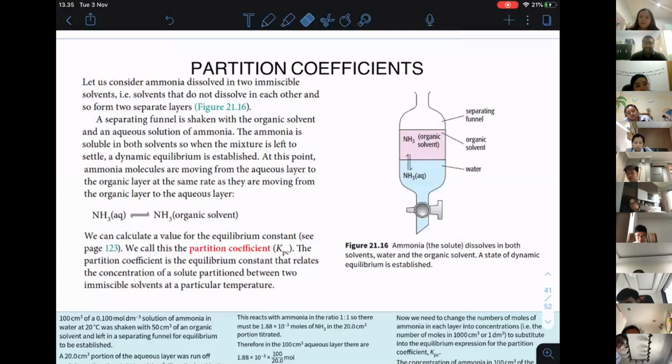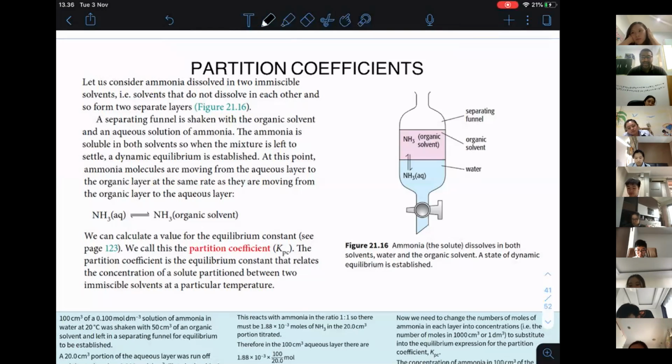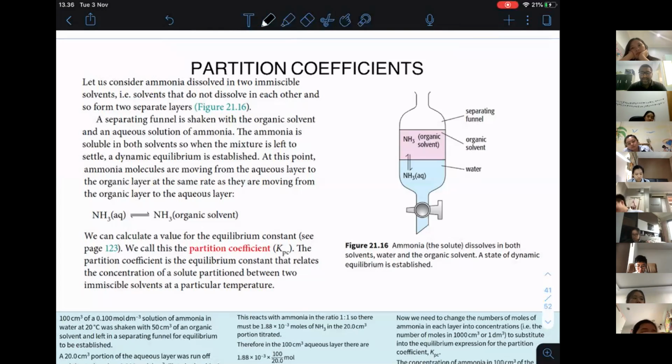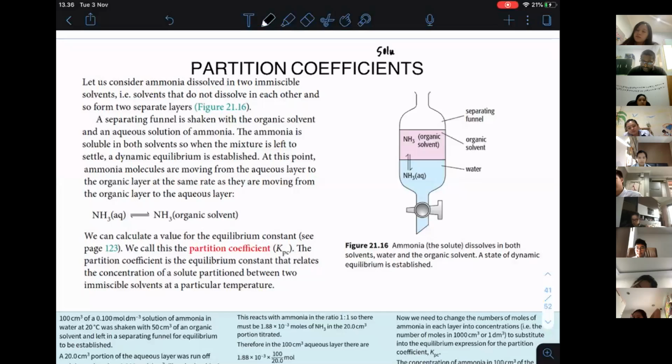Let's focus more on what is meant by partition coefficients. The reason why we use the partition coefficient is basically when you have two solutions, and those two solutions are immiscible, meaning they don't mix with each other. Say solution A and solution B, and you are using a solute. Please remember, solute plus solvent will give you solution.